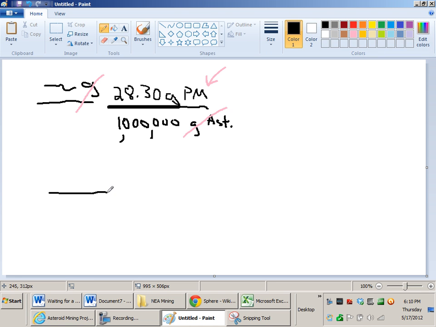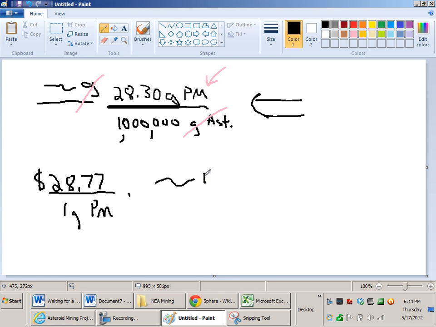I spent a lot of time on this, unfortunately. So $28.77 per 1 gram of platinum group metal times whatever you got from this part, which will be in grams of platinum group metals. So you multiply those, the units of platinum group metals will cancel each other out, and you'll be left with a dollar value.